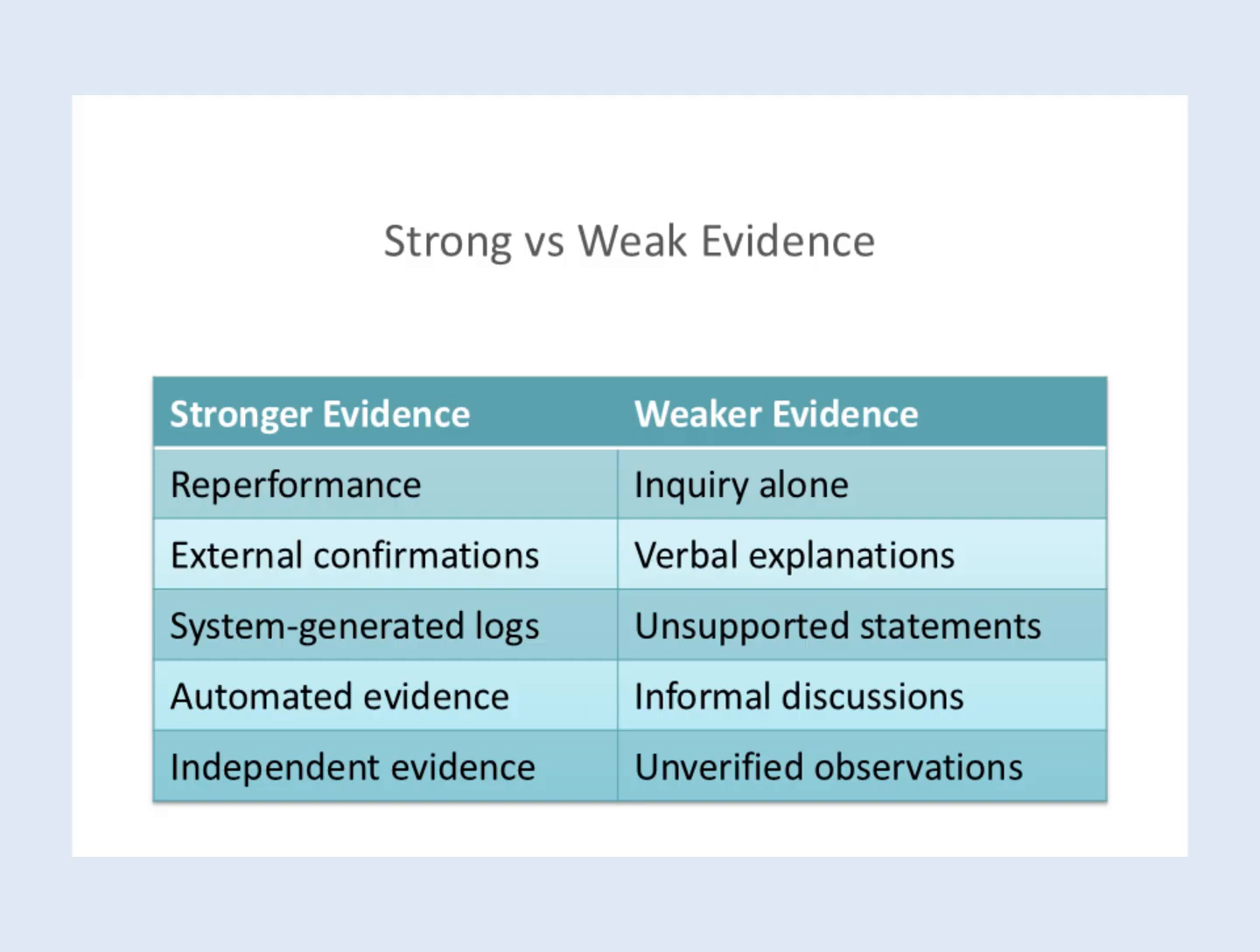On the other hand, weaker evidence often relies heavily on personal explanations, unsupported statements, or informal discussions that cannot easily be verified. For example, inquiry alone is generally weaker evidence unless it is supported by inspection, observation, or reperformance. A key CISA exam principle is that auditors should prefer objective, independent, and verifiable evidence whenever possible. The stronger the evidence, the more reliable the audit conclusion.